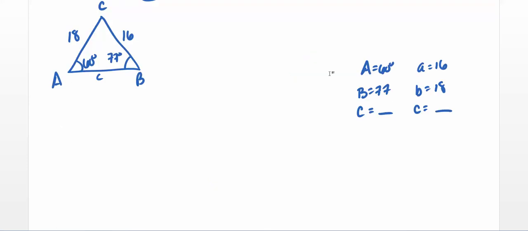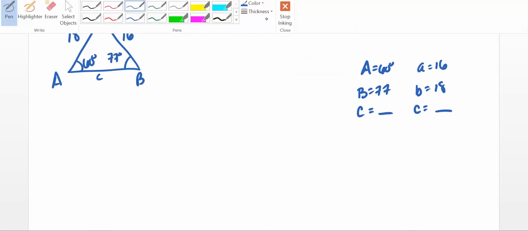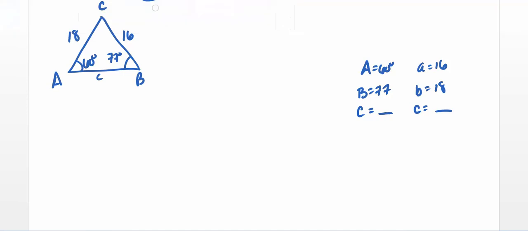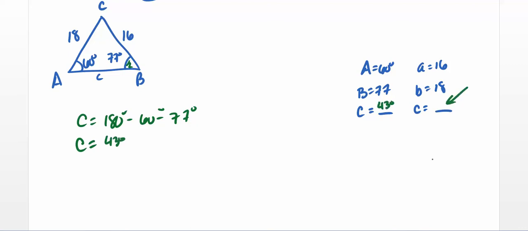Okay, so here's the first one. Assuming that B was 77 degrees, I'm going to have A over here, B is 77 degrees right there. Little a was 16, little b was 18, so I can go ahead and get C now. So big angle C is just going to be 180 minus 60 minus 77 degrees. So that means angle C is going to be 43 degrees. So now I have this one, 43 degrees.